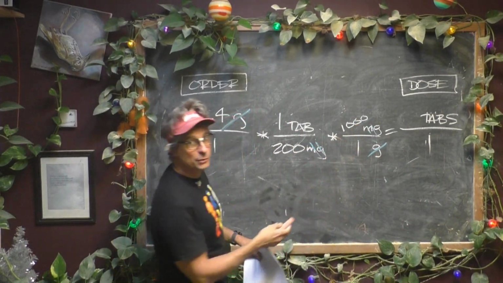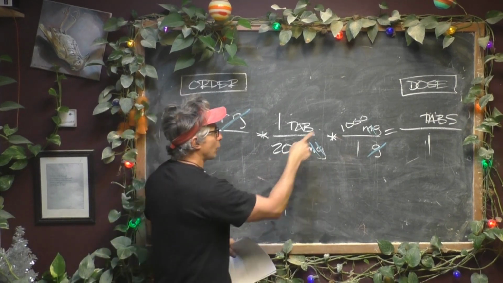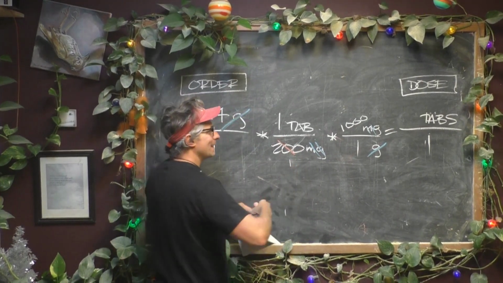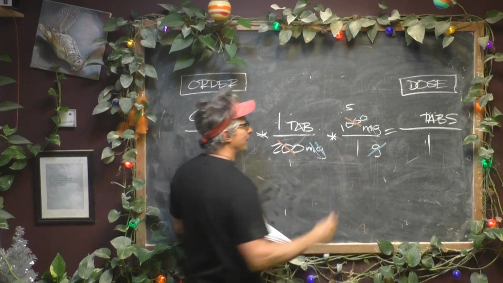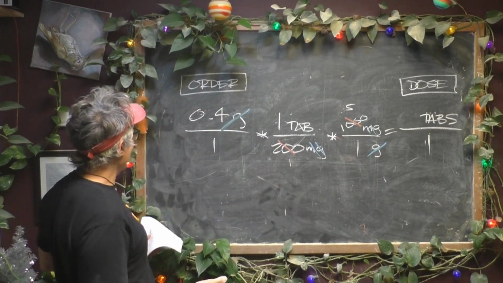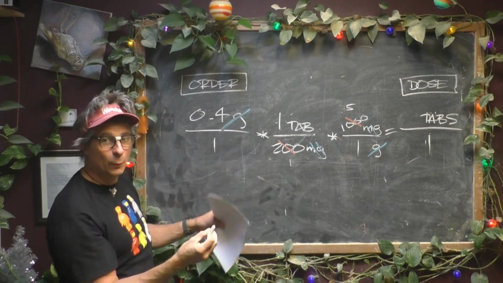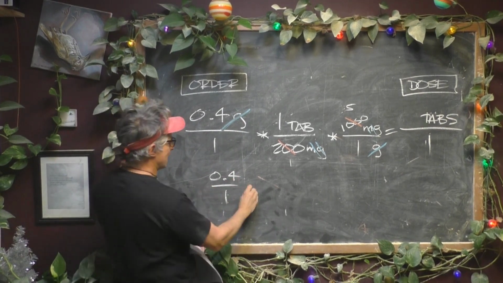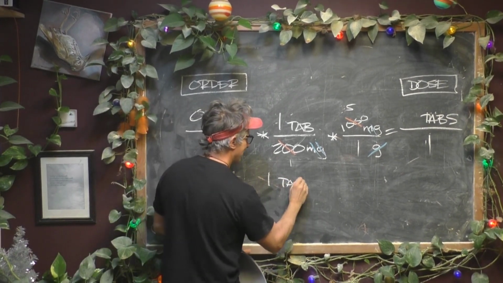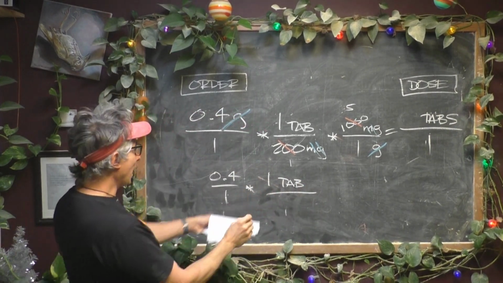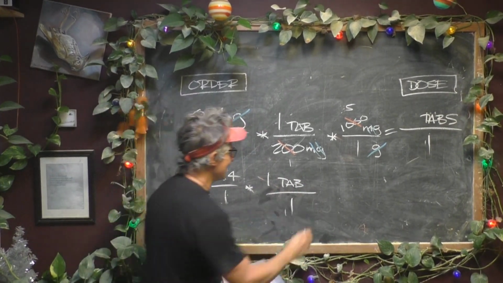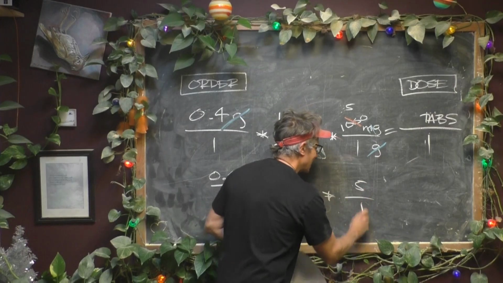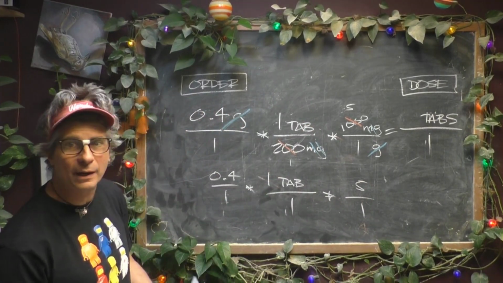200 and 1,000. These numbers are so nice we have to use them. There are 5 200s in 1,000. So if I divide off the 200 and leave a 1, I can divide off the 1,000 and leave a 5. Hopefully that makes sense. And now, I don't think I can do anything else. Let's bring all the numbers down that we have left. 0.4 over 1. Yes. Times 1 tab over 1. Everything else divided off. That's kind of cool. Times 5 over 1. Only numbers left. And the only unit we have left is tab, and that's all we wanted in the first place.